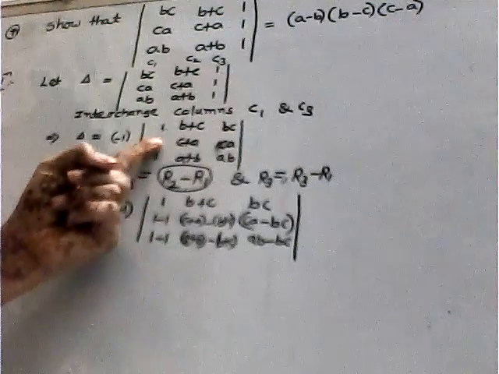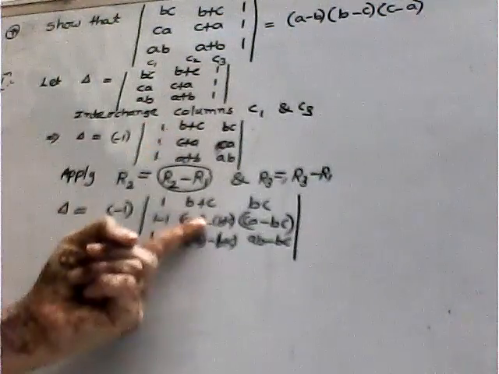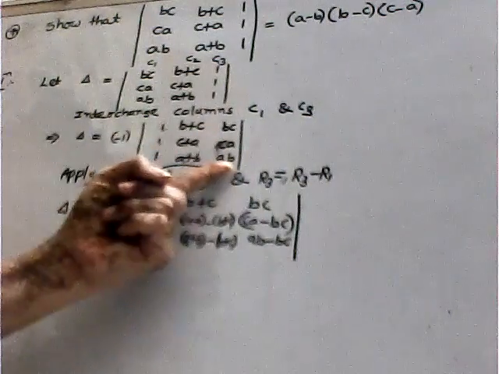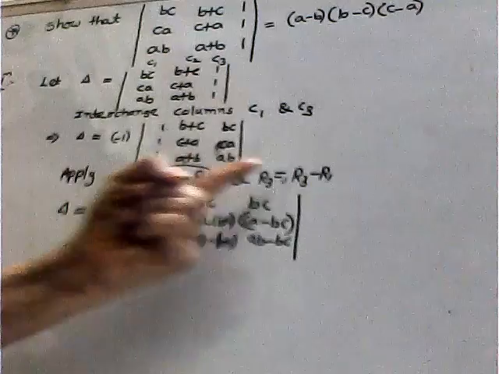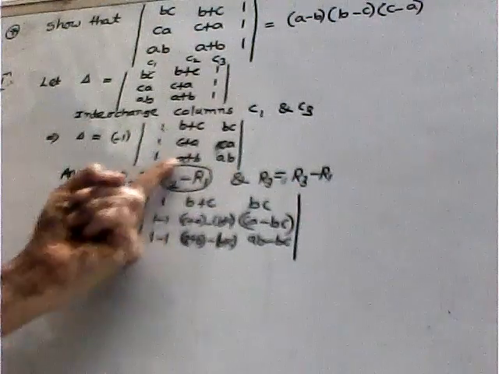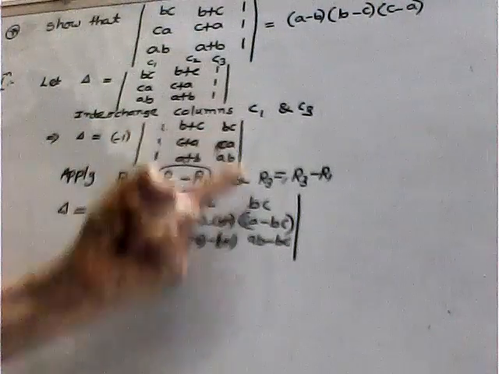Here R2 minus R1: 1 minus 1, next C plus A minus B plus C, next CA minus BC. The R3 row is also changed: 1 minus 1, next A plus B minus B plus C, next AB minus BC.